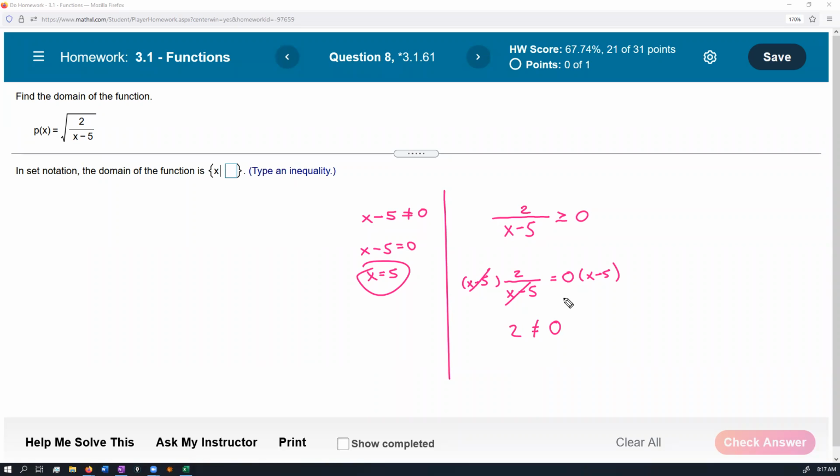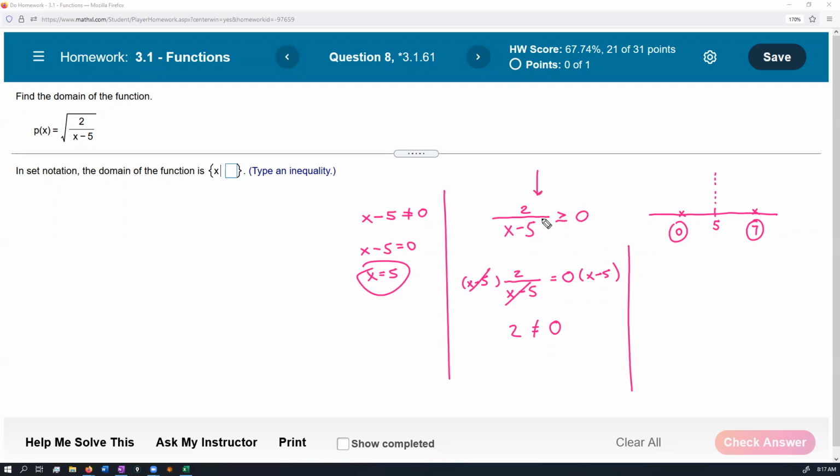So the next thing we do is we look at any places where we have a problem. So we know that at 5 we have a problem, right? We knew that from over here. So what you do is you draw a number line and you put 5 here, kind of like we did with the quadratic inequality. And then you pick 2 test points. So let me pick 0 and let me pick 7. And what you do is just test these into the original inequality right here.